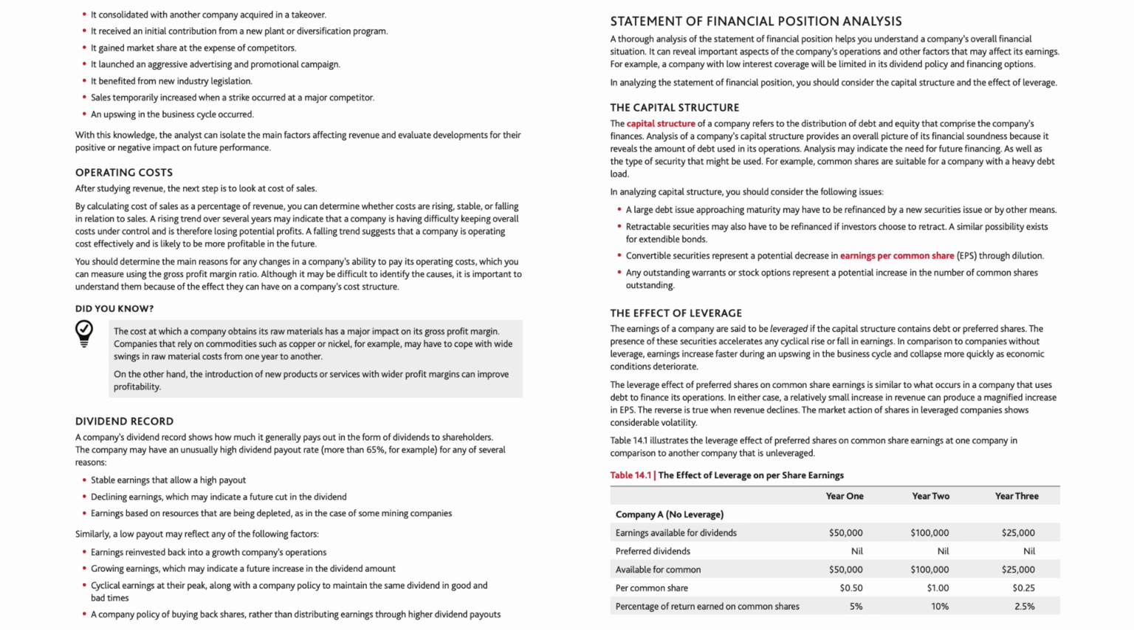Dividend record. A company's dividend record shows how much it generally pays out in the form of dividends to shareholders. The company may have an unusually high dividend payout rate, more than 65%, for example, for any of several reasons.